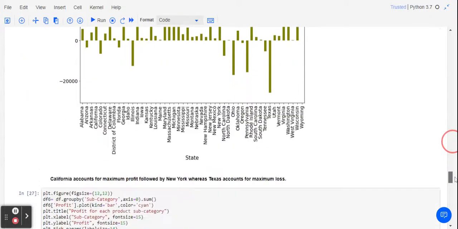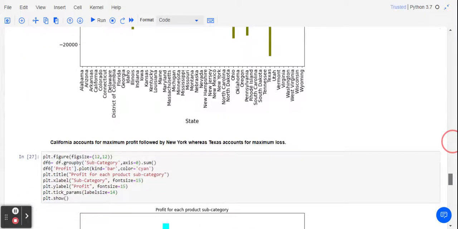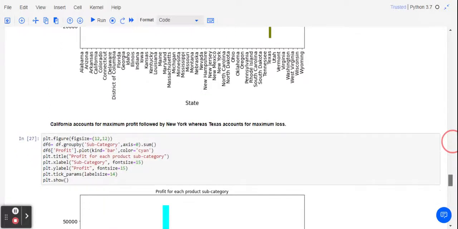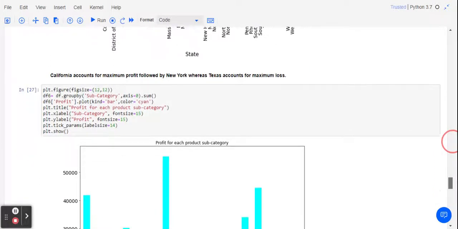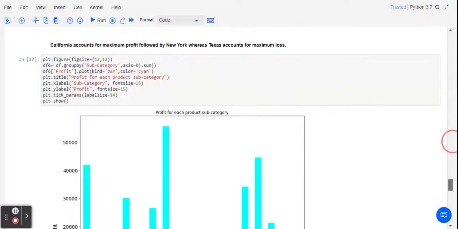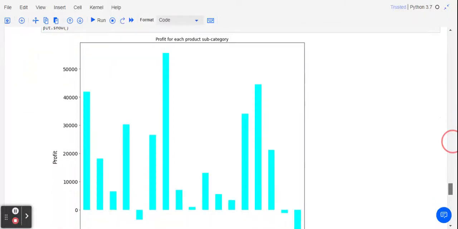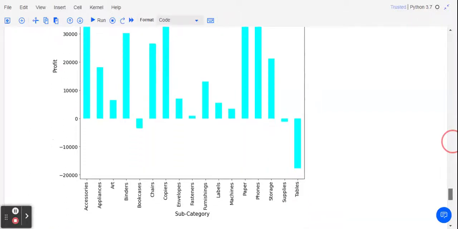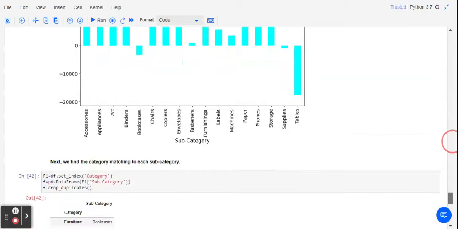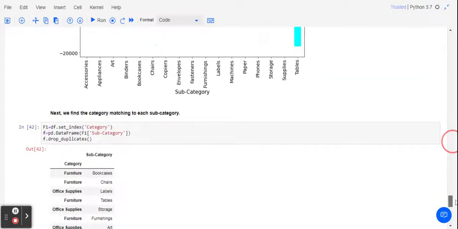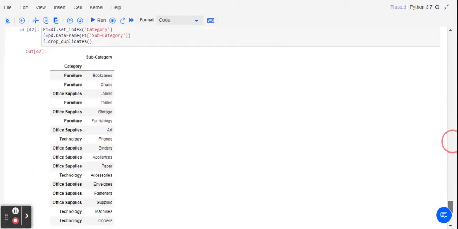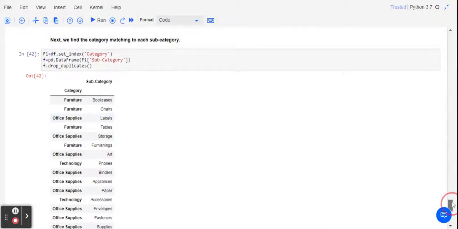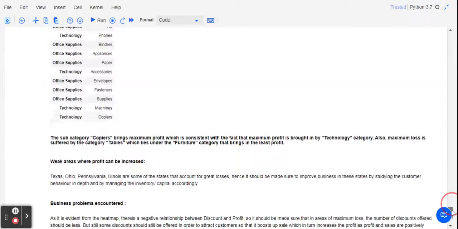And then for states, I see that California is bringing in maximum profit, whereas Texas is bringing minimum profit or the maximum loss. And then I plot profit for various subcategories. So before finding out some insights for subcategory, what I do is I match the subcategory for its category. So here I have listed all the categories and the corresponding subcategories. And now I try to see if my insights are consistent with what I observed before.